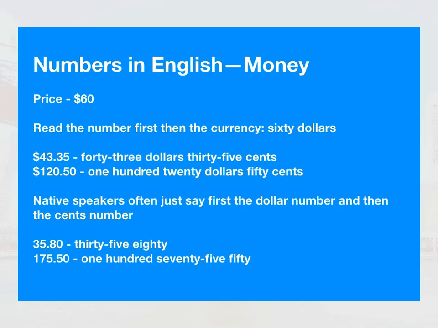All right, let's start looking at money. A price, $60. You read the number first and then the currency. $43.35. $120.50. Native speakers often will just say first the dollar amount and then the cents number. So they would say 35.80, 175.50.